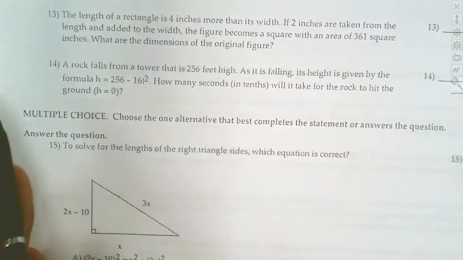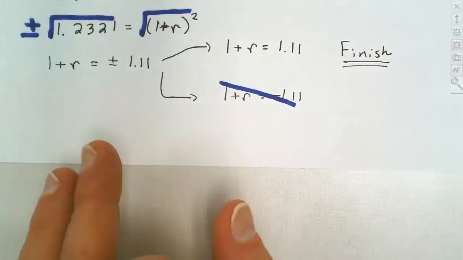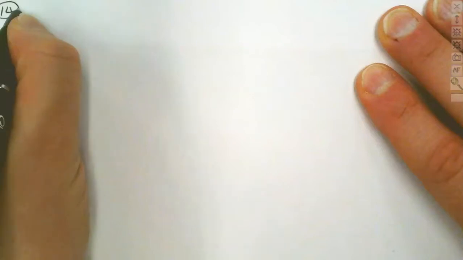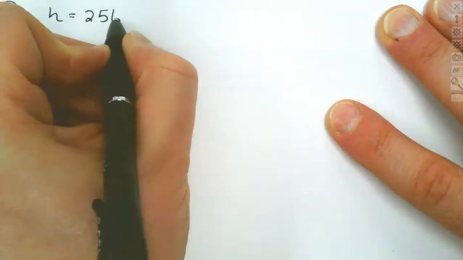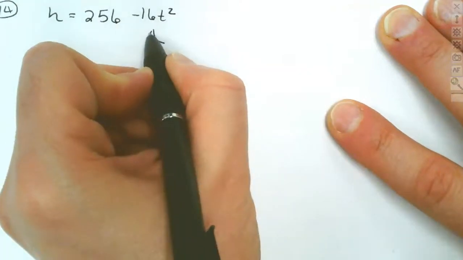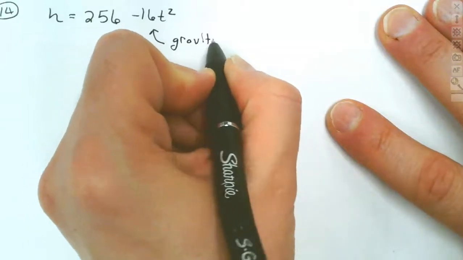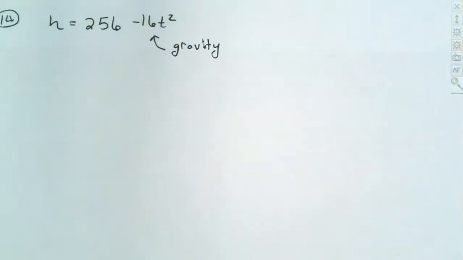Now, if we hit the ground, what do we know about our height? Well, what's the height of ground here? Our height of the ground should be 0. So let's talk about our equation and then how to set it up. So our equation that we're starting with here is h equals 256 minus 16t squared. Now that minus 16, well, that represents the effects of gravity. Gravity is going to pull this rock down.